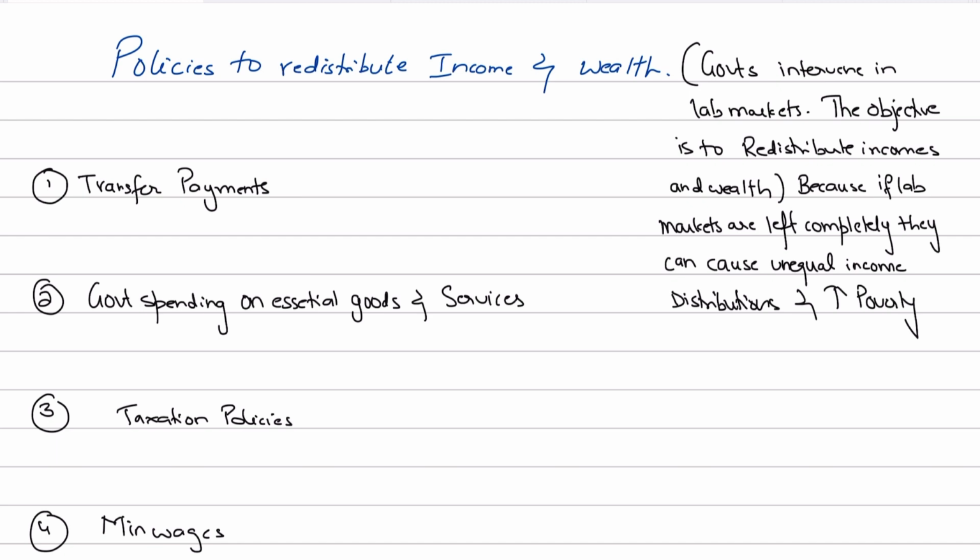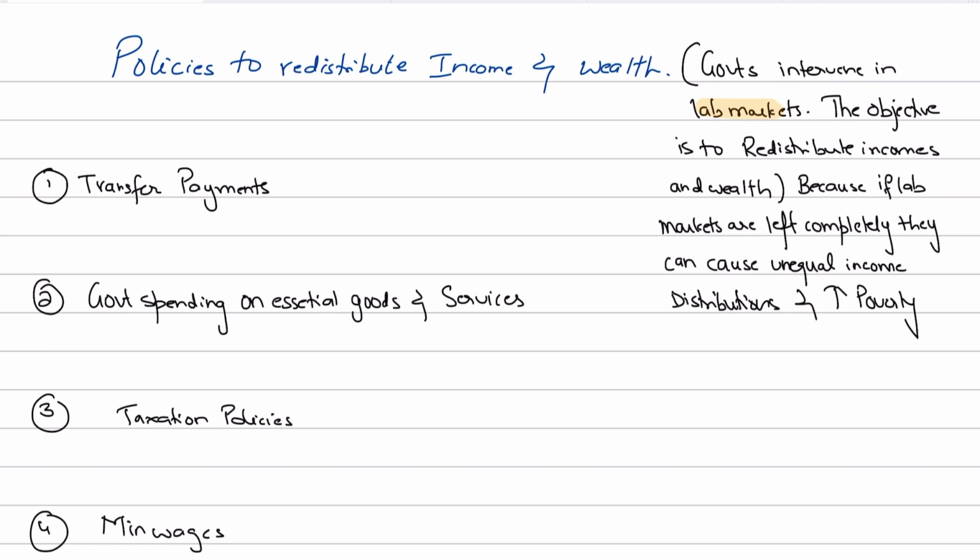The simple step is that the government directly intervenes in the labor markets. All these policies are designed keeping in view the fact that if the labor markets are left completely free to operate without any sort of government intervention, then one of the negative outcomes is that it can create unequal distribution of income and wealth, and then create poverty and relative poverty, right?